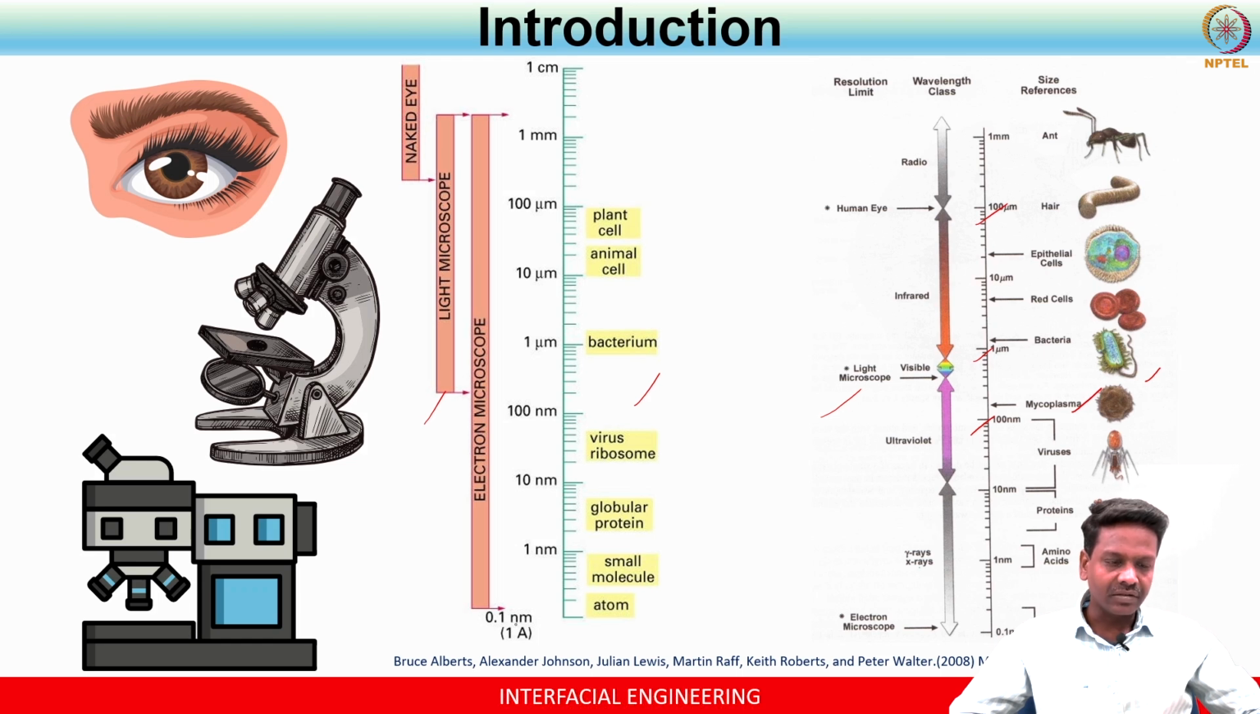Then come viruses. So between 100 nanometer to 10 nanometer, there are various viruses. Okay. Range between 10 nanometer to 100 nanometer. You cannot see them under light microscopy. So one has to use special or modern, sophisticated techniques like electron microscopy to look at them, to visualize them.